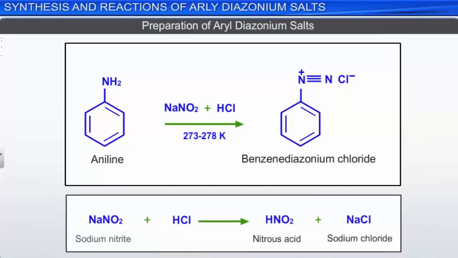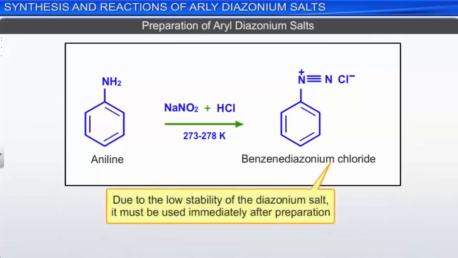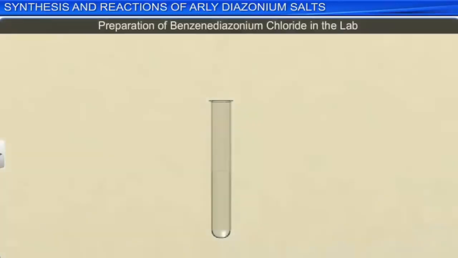The overall scheme is summarized here. Due to the low stability of the diazonium salt, it must be used immediately after preparation. To prepare benzene diazonium chloride in the lab, a solution of aniline is prepared in hydrochloric acid and placed in a beaker of ice.